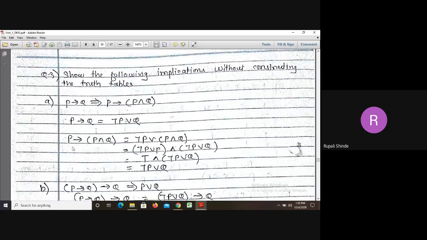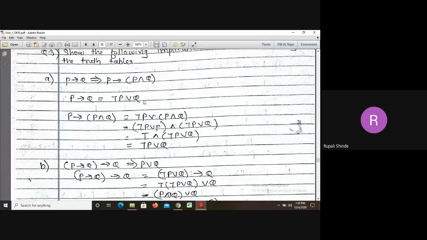Now solve the RHS. RHS is given as P conditional P and Q. First of all, we solve this conditional as negation P or P and Q. Here we can apply the distributive law: negation P or P is our first bracket, and negation P or Q is the second bracket. The value of negation P or P is true only, so we get true and negation P or Q. The value of this is negation P or Q.